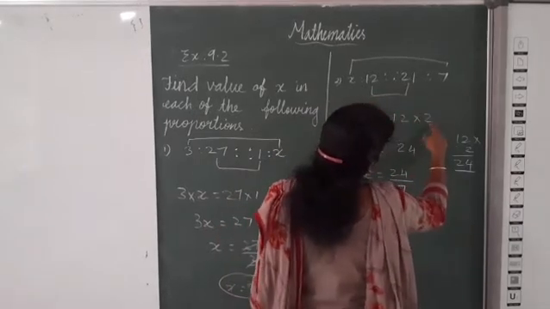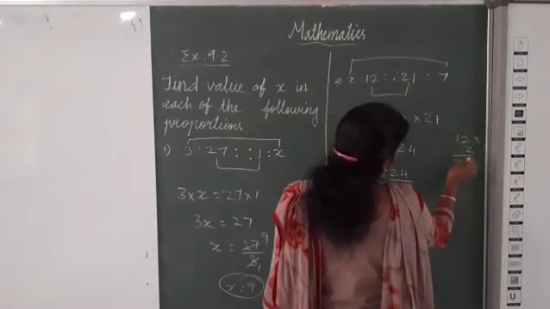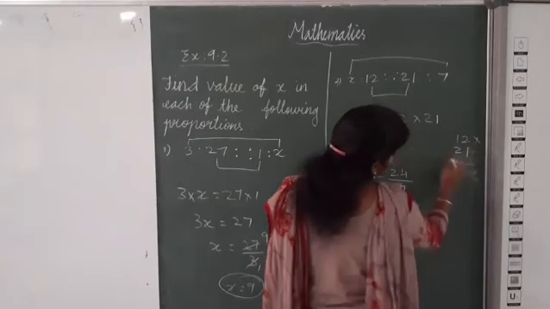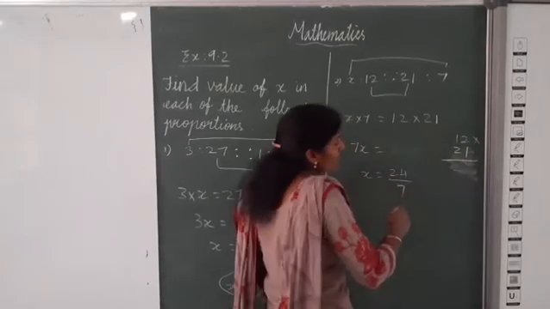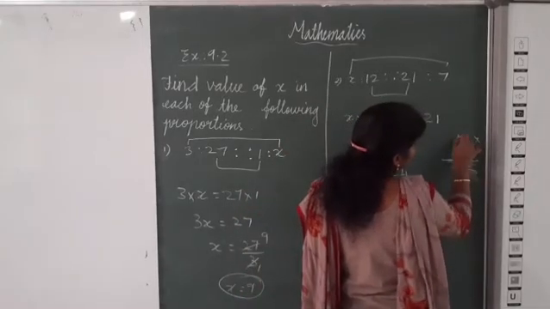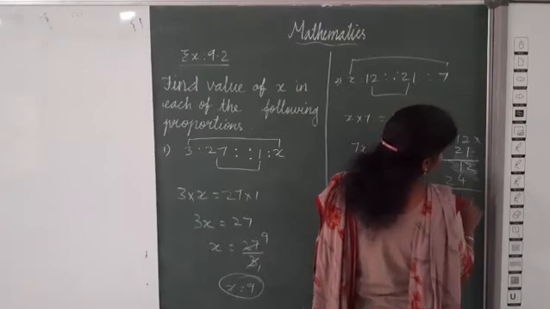12 into 21, isn't it? Now we can multiply 12 by 21. 1 into 2, 2. 1 into 1, 1. 2 2s are 4. 1 into 2, 2. 252.